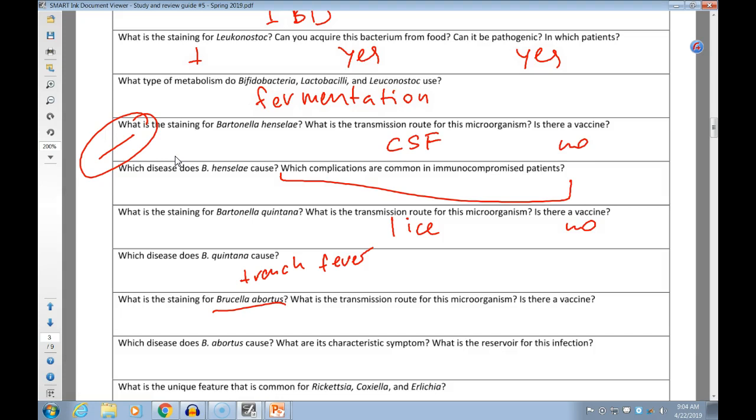Transmission route from cattle, okay? There's no vaccine. Well, when I say no vaccine, we always refer to the general public. In fact, there is one that is used for people who work with cattle and are at risk. Does that make sense? Well, brucellosis, characteristic symptom: undulant fever, intermittent fever. Reservoir is cattle.